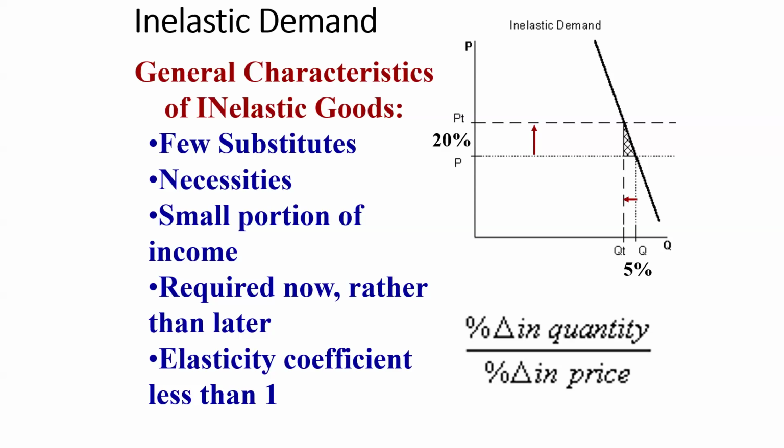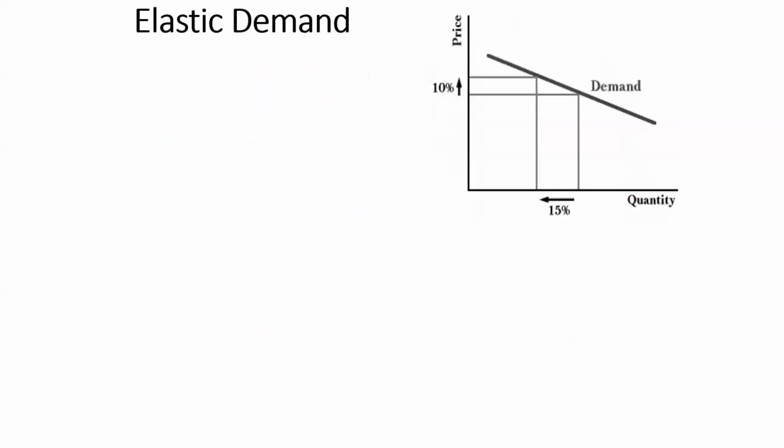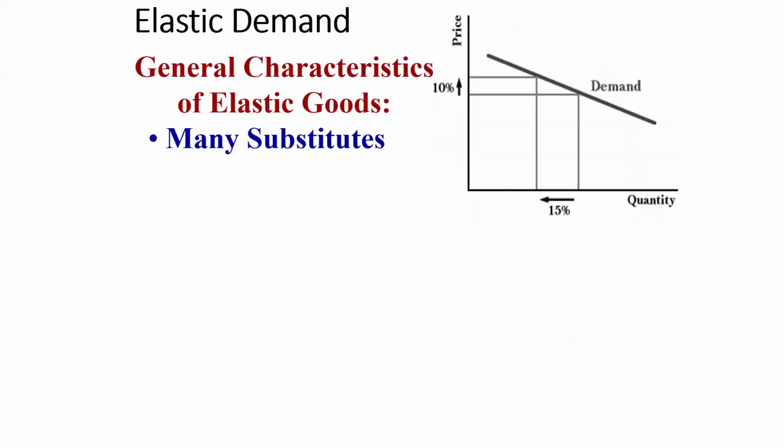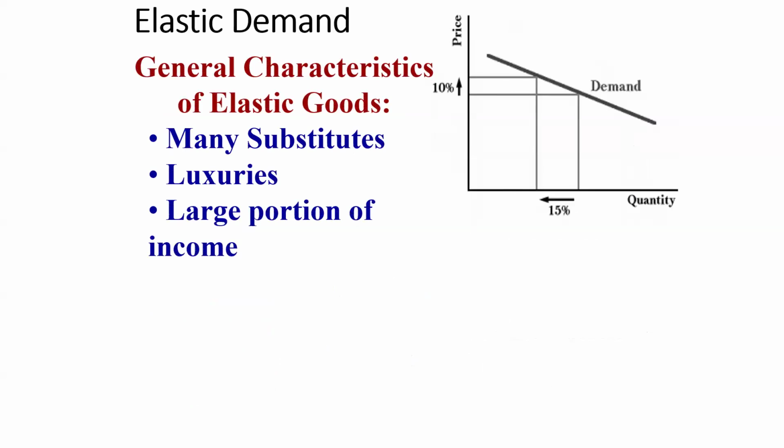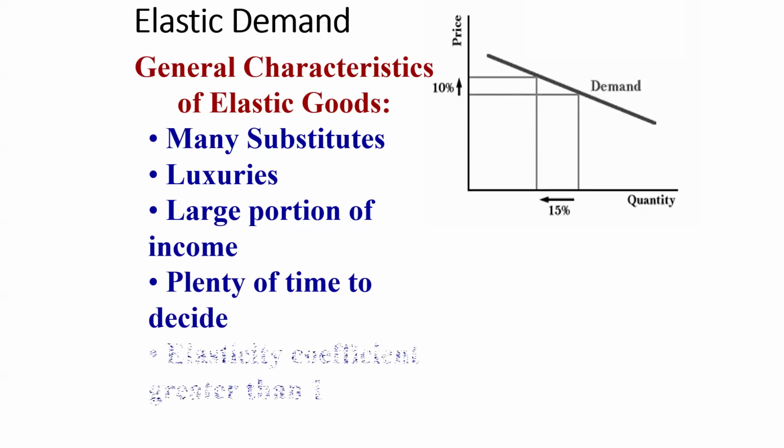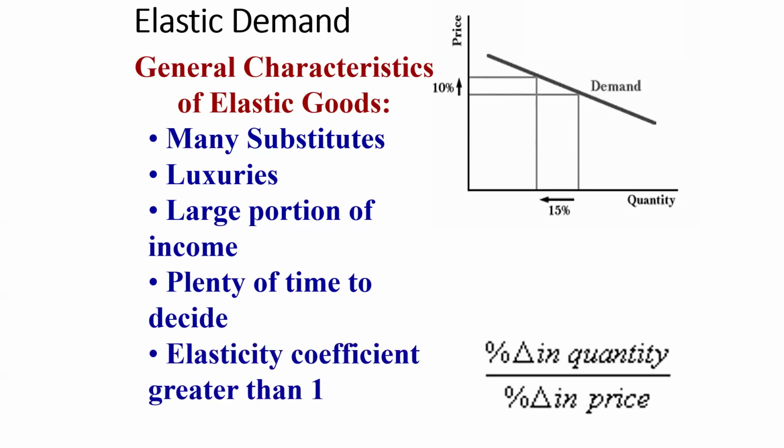And just remember, quantity is on the top of all of them. I wouldn't knock myself out knowing all the characteristics. I think time is one that they ask a lot, and substitutes. Elastic goods have many substitutes. And by the way, if you know one of them, you should know the other is opposite. Instead of necessities, it's luxuries, large portion of income instead of small, and plenty of time. So the one they ask a lot is time. You're more inelastic in the short run, more elastic in the long run.